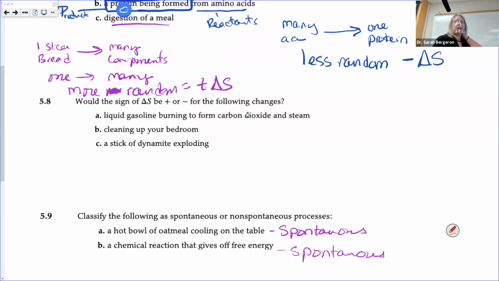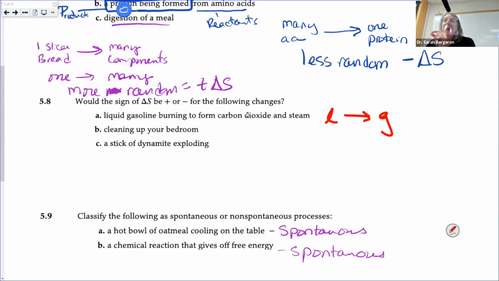Liquid gasoline. What state of matter is that? It's a liquid. It's going to burn and it's going to form carbon dioxide and steam. What state of matter is that? What is more disordered? A gas, right? So that's part of it. What I'm not telling you is gas is a really big hydrocarbon, a really long chain hydrocarbon, lots of carbons, lots of hydrogens attached in these really big molecules.